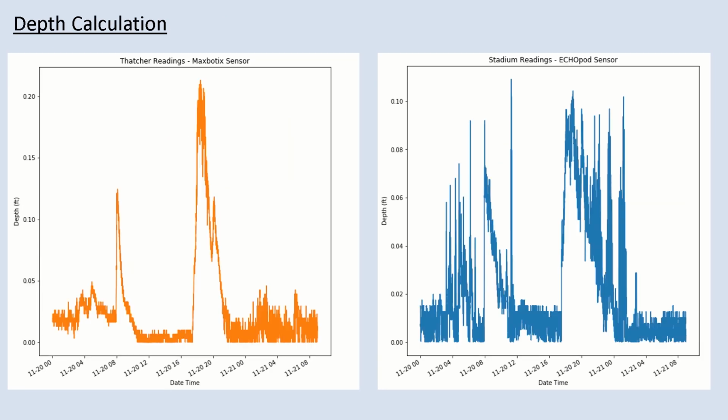Next, we used the known zero-depth distance to convert the distance measurement as reported by the ultrasonic sensors to a depth in feet.